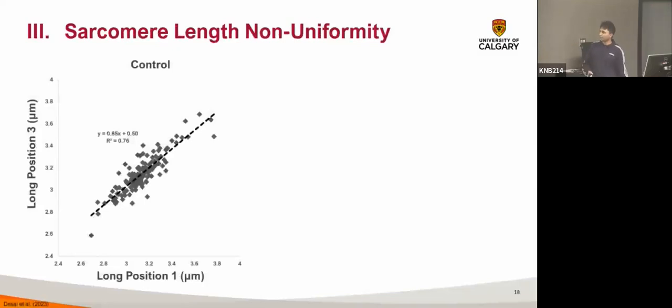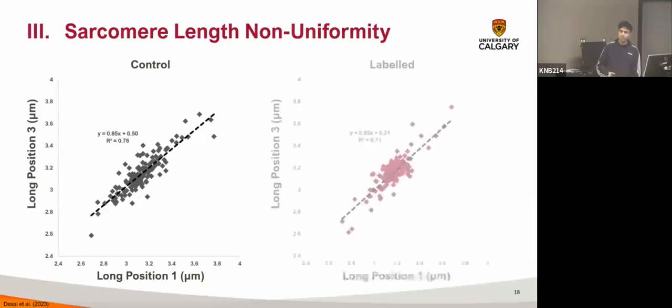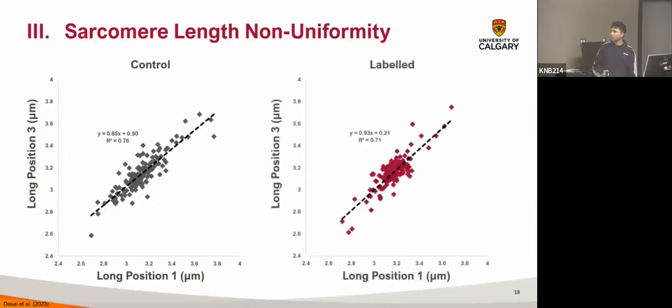In our control samples, say we're measuring long position 1 and long position 3, so these are both at 3.2 microns, we have a nice correlation between the two values. Whatever length the sarcomere is at the initial position roughly predicts the length that it's going to be at the final position. This matched for our labeled myofibrils. So the amount of non-uniformity didn't change in any significant way, even with the introduction of our antibodies.